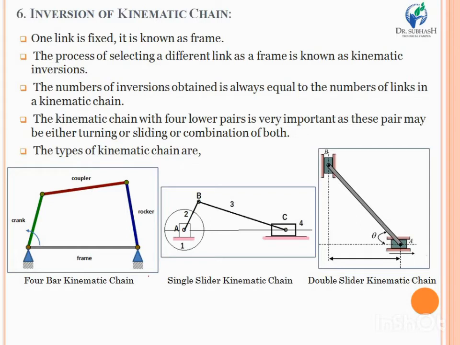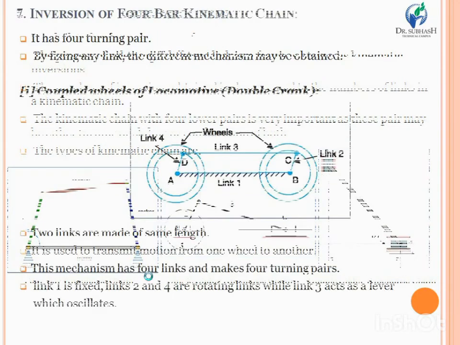The behavior and appearance of such a mechanism will of course be different because we are changing the fixation of each and every link. So you can get numbers of types of inversion, but from the subject point of view there are three main types through which you can classify the inversion of kinematic chain. Look at the diagram. The most important types are: first, the 4-bar kinematic chain; second, the single slider kinematic chain; and third, the double slider kinematic chain.